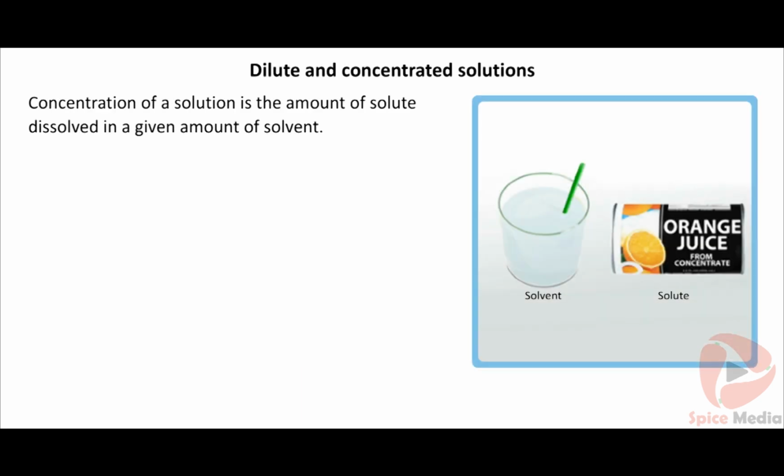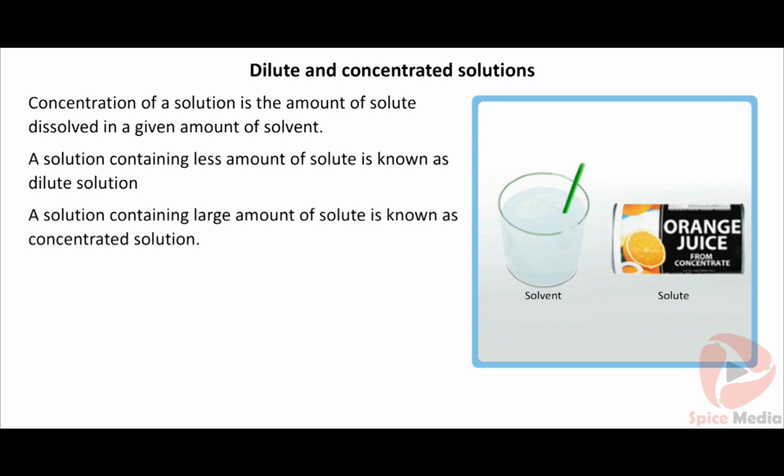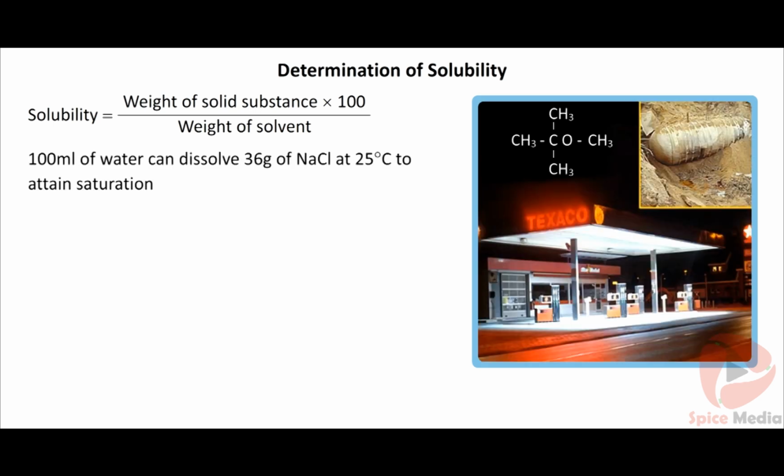Concentration of a solution is the amount of solute dissolved in a given amount of solvent. A solution containing less amount of solute is known as dilute solution. A solution containing large amount of solute is known as concentrated solution. The solubility of any solid can be determined using the formula: solubility is equal to weight of the solid substance into 100 by weight of the solvent. 100 ml of water can dissolve 36 grams of NaCl at 25 degrees Celsius to attain saturation.